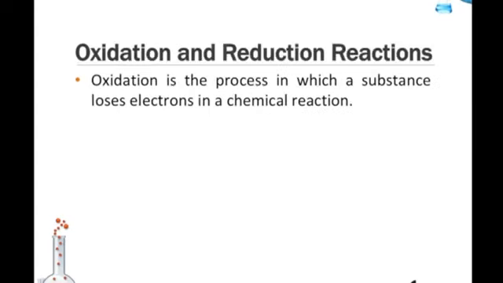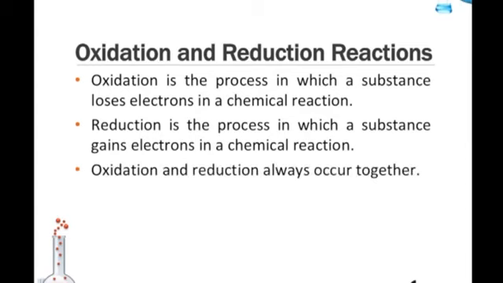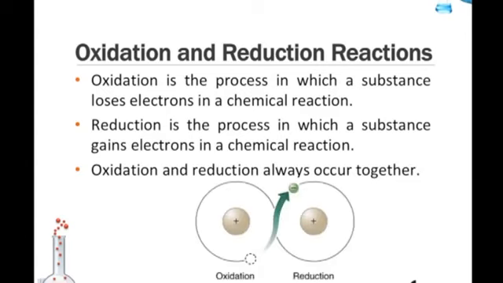Oxidation is the process in which a substance loses electrons in a chemical reaction. Reduction is the process in which a substance gains electrons in a chemical reaction. Oxidation and reduction always occur together. So when one species is reduced, the other is oxidized, and vice versa.